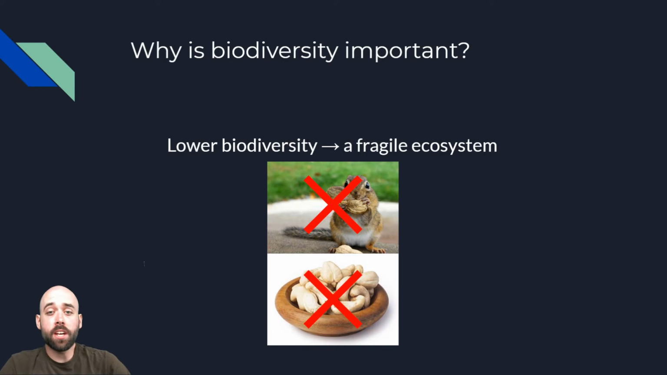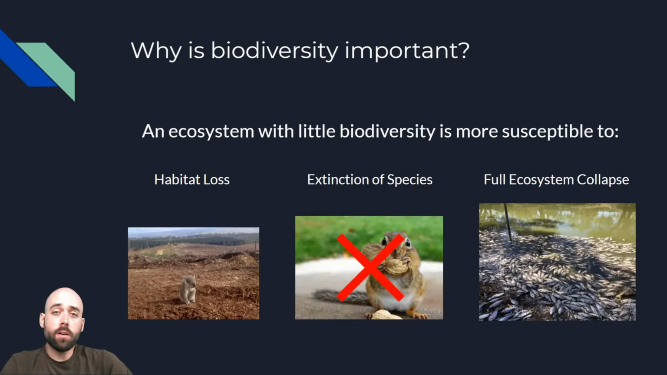Now, on the flip side of that, if an area has less biodiversity, it's more fragile. If that squirrel, say, only had the one type of tree to choose from, then if that tree no longer existed, the squirrel might not exist in that region either because it doesn't have the food source that it needs to survive. Say one of those regions with less biodiversity is exposed to environmental factors like a wildfire, per se, you could experience habitat loss. Or in the case of our squirrel, the species might go extinct. Or in very extreme cases, you might have full ecosystem collapse.